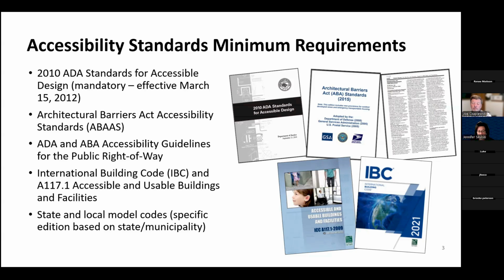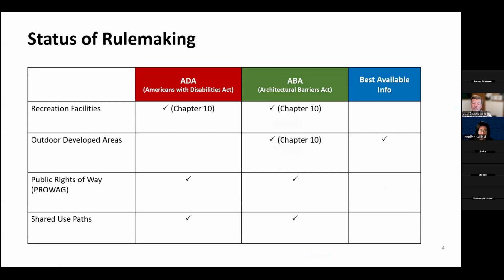So you want to make sure and reference your state and local code, of which Minnesota actually follows the International Building Code and the A117. And you actually have parts of your Minnesota building code, the accessibility standard, that are actually more stringent than the Americans with Disabilities Act accessibility standards. So look to all of those documents.